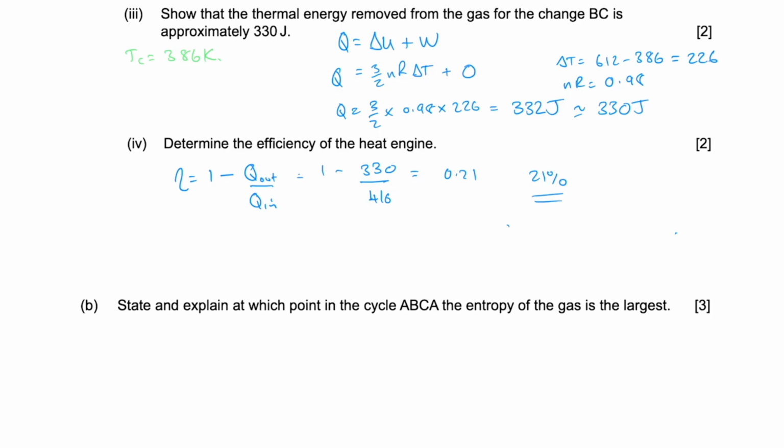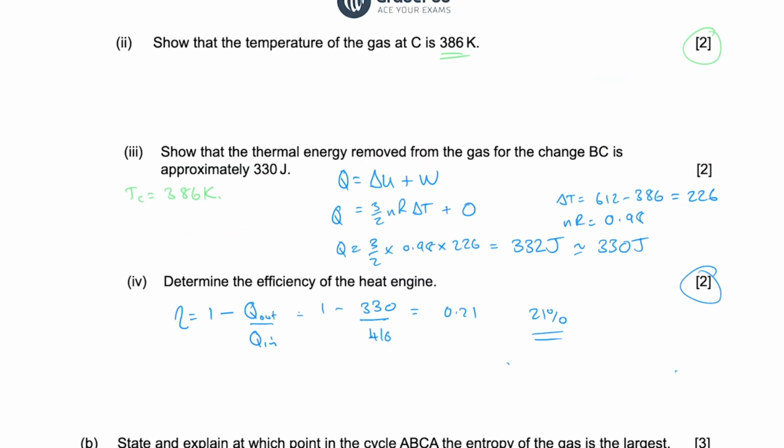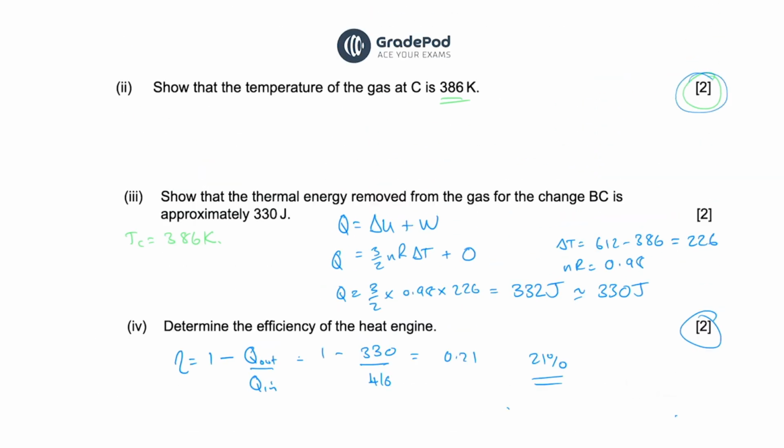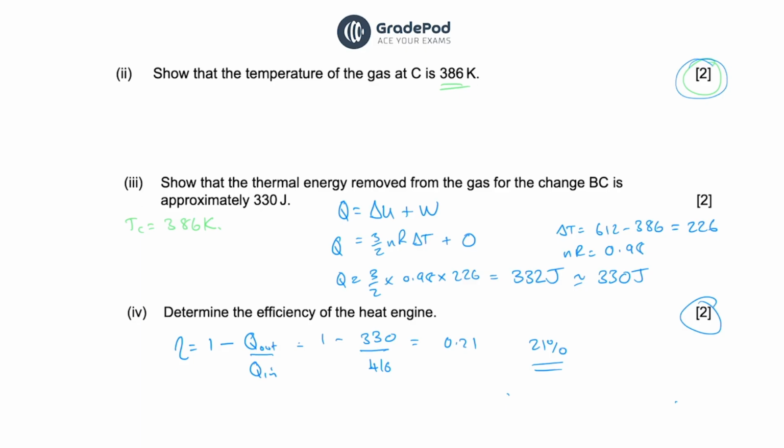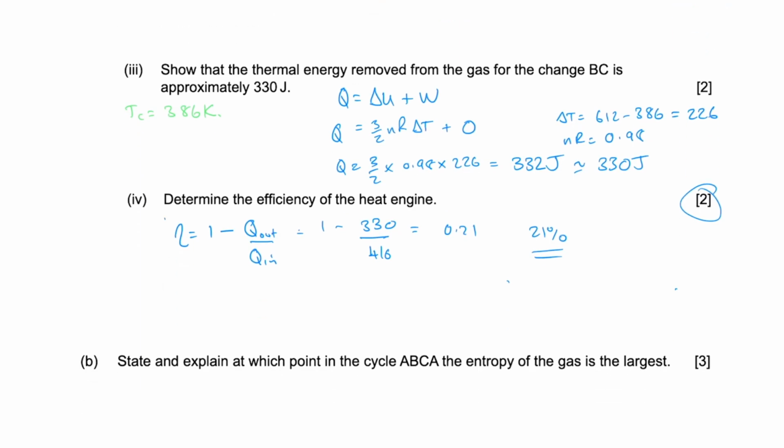How quick was that? That was 2 marks. And this was 2 marks. Look how much work was required for that. And look how much work was required for that. So if you can remember this equation for the efficiency of a heat engine, not the Carnot cycle, but the heat engine, then you'll save yourself lots of time.